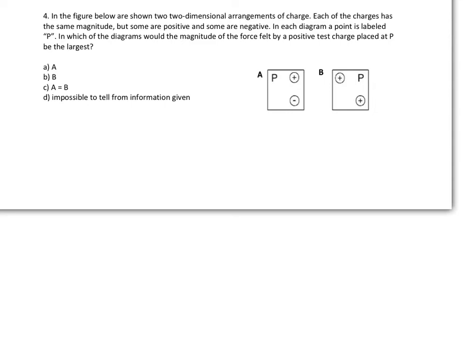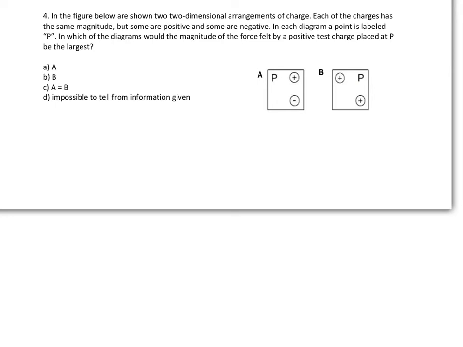In the figure below are shown 2 one-dimensional arrangements of charge. Each of the charges has the same magnitude. Here are the charges, 1 and 2 here and 1 and 2 there. Some are positive and some are negative. In each diagram, a point is labeled P. In which diagram would the magnitude of the force felt by a positive test charge placed at point P, here or here, be the largest?